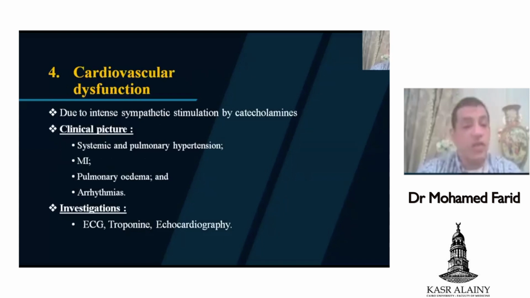Cardiovascular dysfunction occurs due to intense sympathetic stimulation by catecholamines. The patient with subarachnoid hemorrhage may present with systemic and pulmonary hypertension, myocardial infarction, pulmonary edema, or arrhythmia. Investigation required for cardiovascular dysfunction: ECG, troponin, and echocardiography.